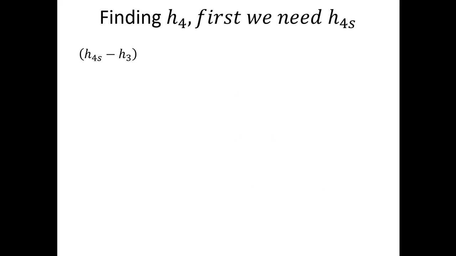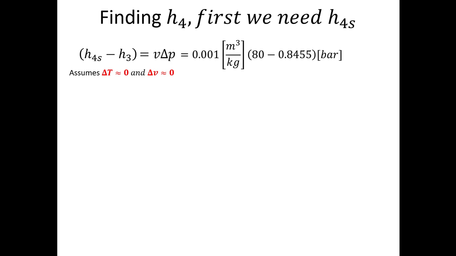I also want to find H4, and I'm going to use a similar process for that. But first, we need to find the outlet for the ideal pump. Now, for turbines, we just use the fact that the specific entropy does not change. But in this case, for pumps, because I'm moving between two states that are both subcooled liquids, I can use that delta H is equal to the specific volume multiplied by the change in the pressure. I do have to watch my units here.